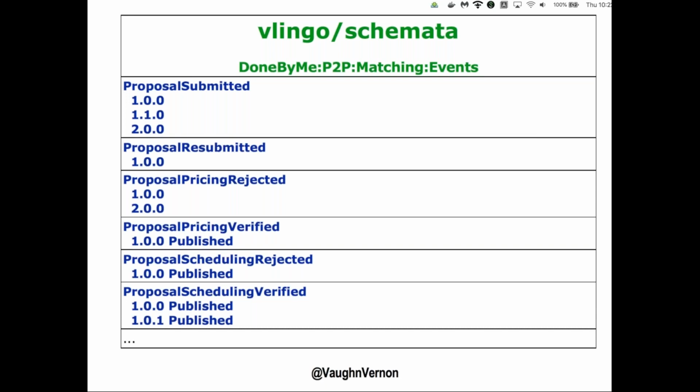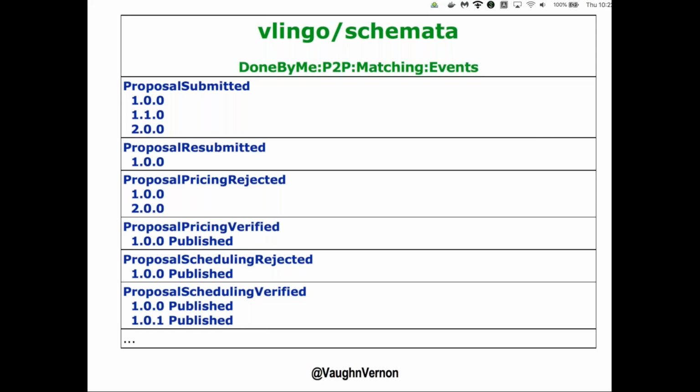So the done by me is an organizational name. The P2P is a unit name, so like a business division or some sort of department inside done by me. So this is the peer-to-peer economy unit. And then under that is the context name. So matching is a bounded context, and matching has events, and the events is yet another level. This is a type. And then under events are the actual schemas for the events that are published in the published language of done by me, peer-to-peer matching. Okay, and as you can see there, the proposal submitted event has three versions.